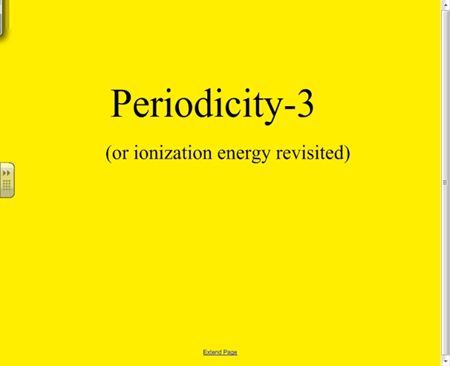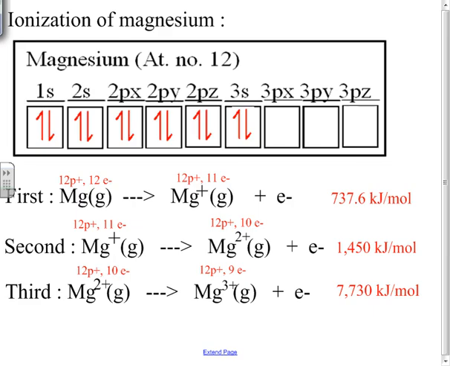In this video, I want to revisit ionization energy and see what happens when you take away more than one electron. In other words, what happens to the first ionization energy as opposed to the second ionization energy, third ionization energy, and so on. Let's take a look at magnesium. The magnesium atom has 12 protons and 12 electrons.